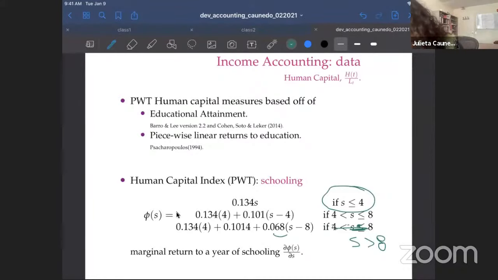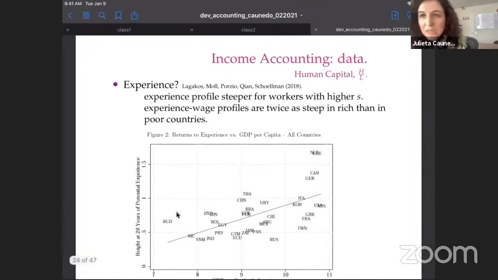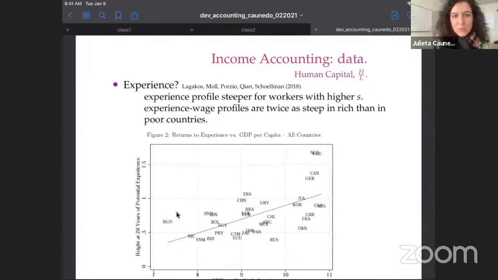Now, as you see, the Penn World Table right now is using a measure of human capital that doesn't depend on experience. Now, how important is experience? Well, there is a nice paper by Lagakos, Moll, Porzio, Qian, and Todd Schoellman that argues that the experience profiles are steeper for workers with higher schooling, okay? But not only that, which is important for income per capita, is that the experience wage profiles are twice as steep in rich than in poor countries. So the idea is that the return for staying one more year in the job is much higher in rich countries than in poor countries.